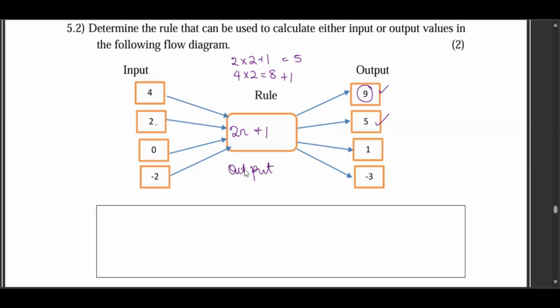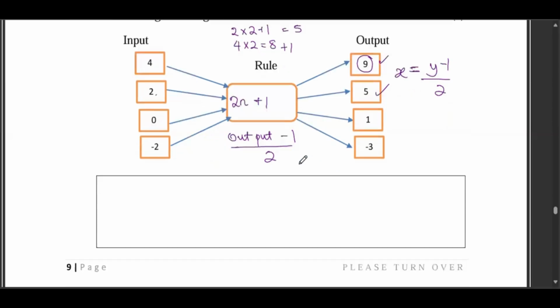from the output to the input, this one would be output minus 1 divided by 2. So there are 2 rules. y minus 1 divided by 2 will give us the input, which is x or n. Working backwards.